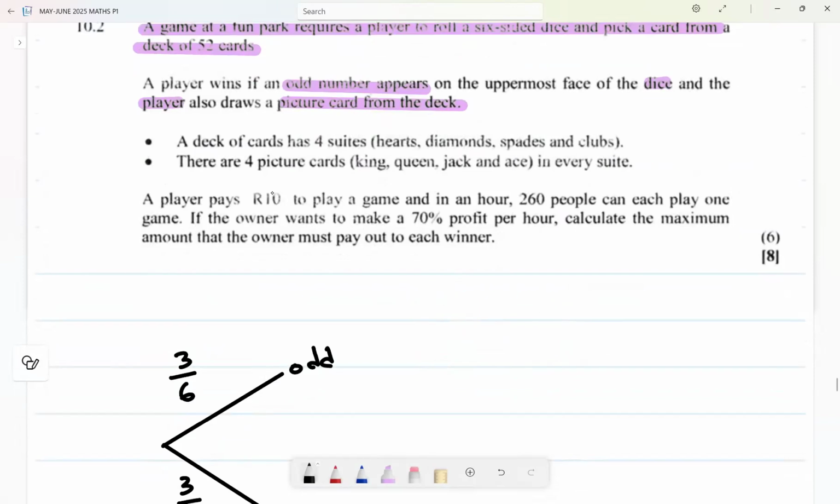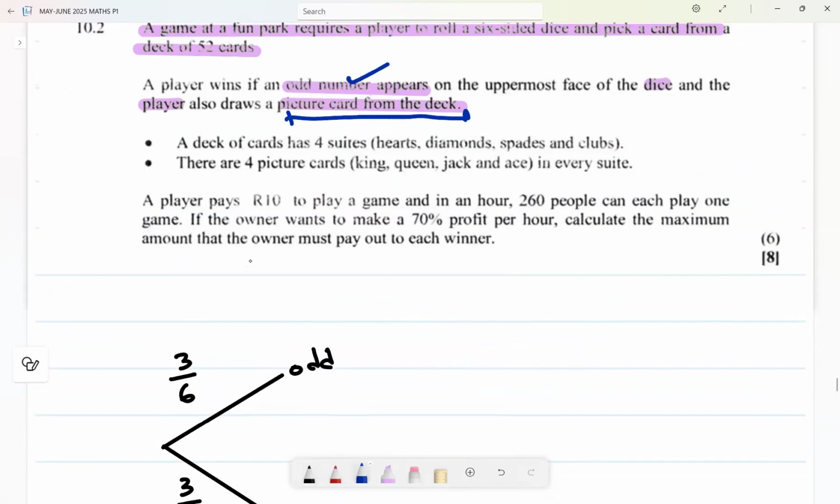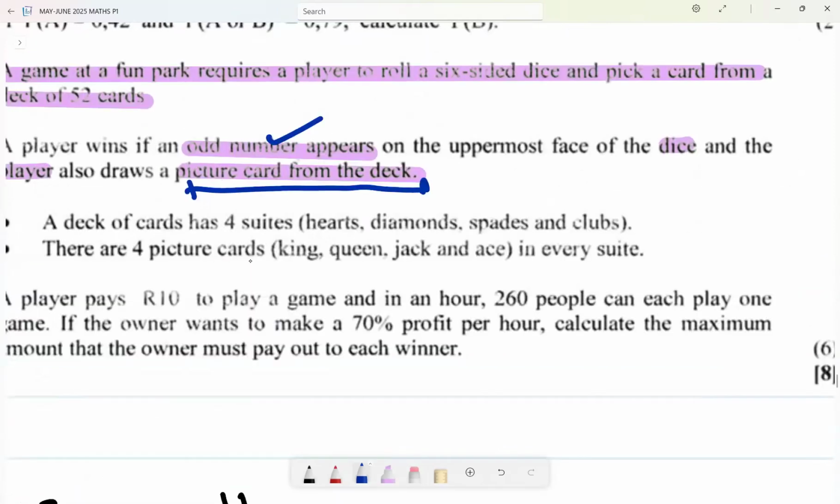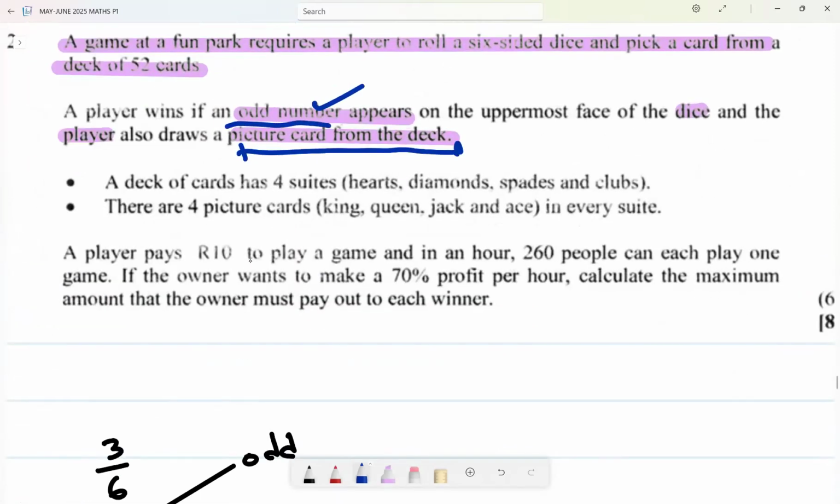And they tell you that for this particular person to win, a player wins if an odd number appears on the uppermost face of the dice, and the player also draws a picture card from the deck. So how many suits do we have? We have 4, and in the 4 suits there are picture cards. For you to win, you need to draw a picture card from the deck.